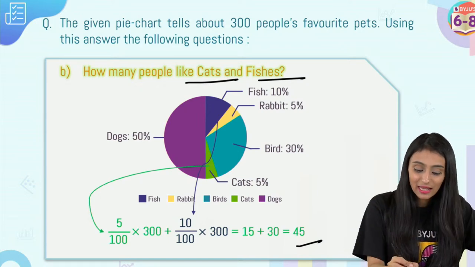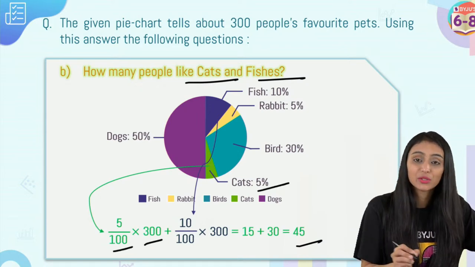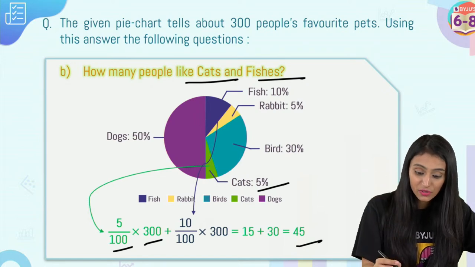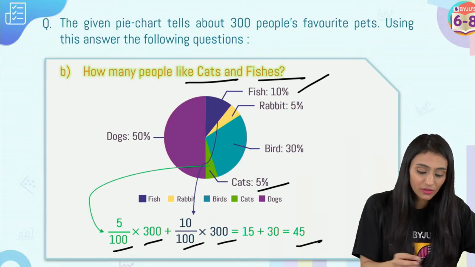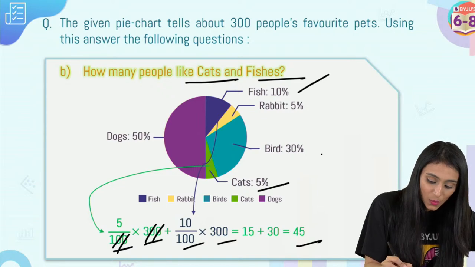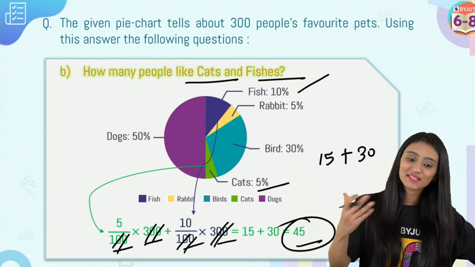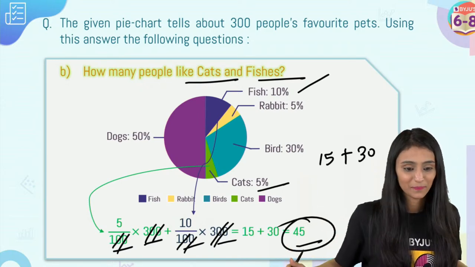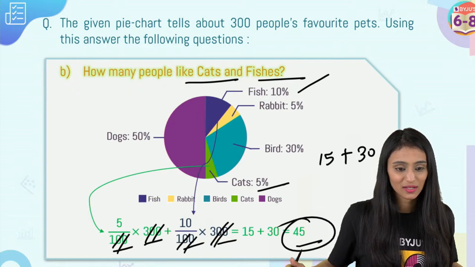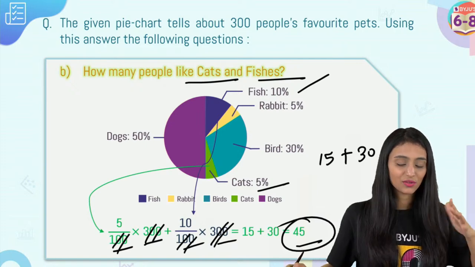So, cats, they are 5%. So, 5 by 100 into 300. Plus, fishes. Fishes are 10%. 10 by 100 into 300. Let's cancel out the zeros. We have 15. Plus, let's cancel out zeros from here as well. We have 30. So, we get 45 at the end. That's the final answer. Very simple one. Yes. Mayank, Lakshmi, Nidhi, Vrinda. Vrinda has given the right answers.